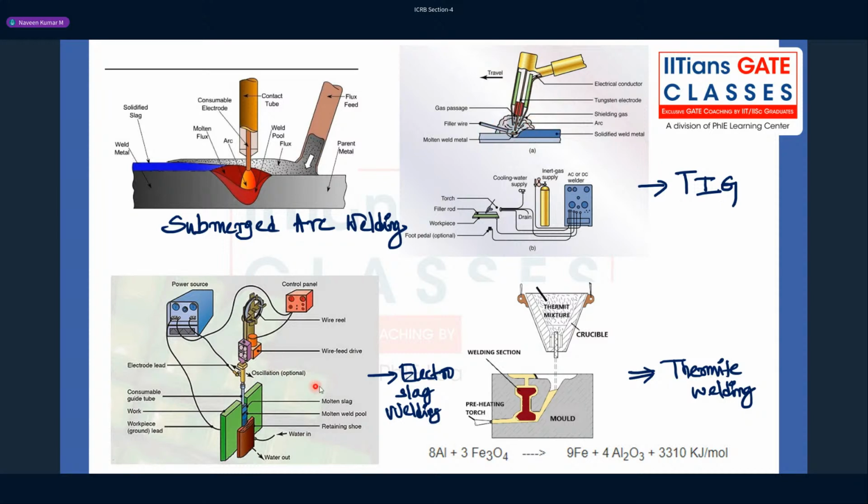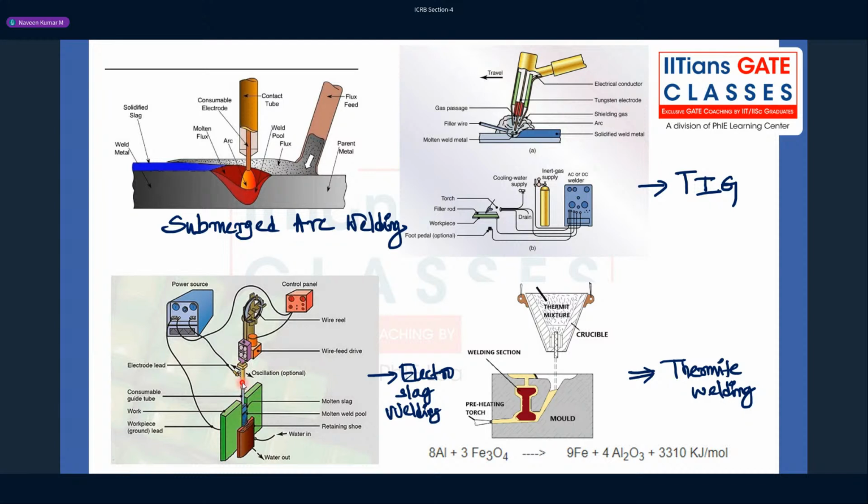Okay, and here we have electroslag welding. You see, this is a water out, water in, and this is a shoe. The red color one is called a shoe, and these are the two plates. Green color ones are the plates to be joined. This is going vertically upwards, and the red shoe will keep on moving up as you keep on depositing in the vertical direction.